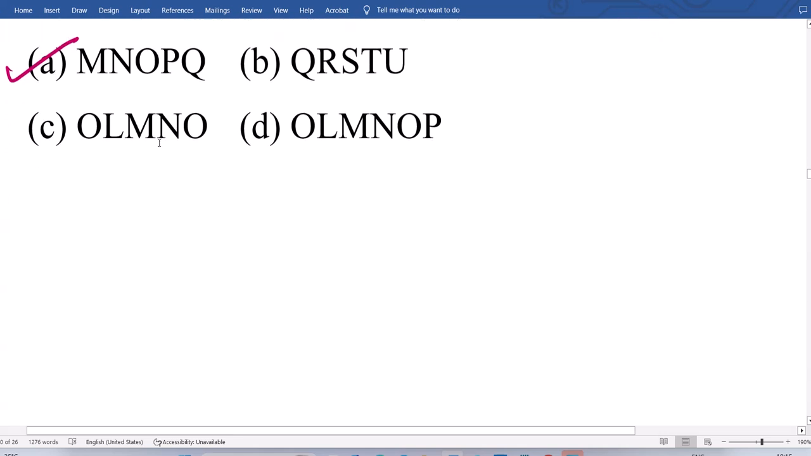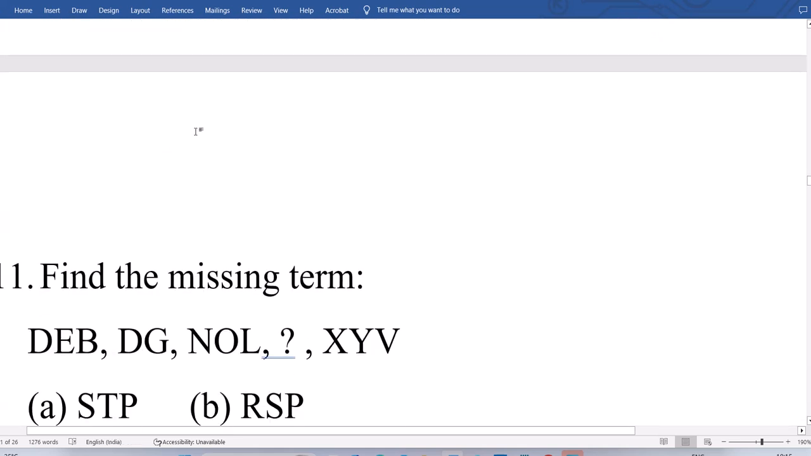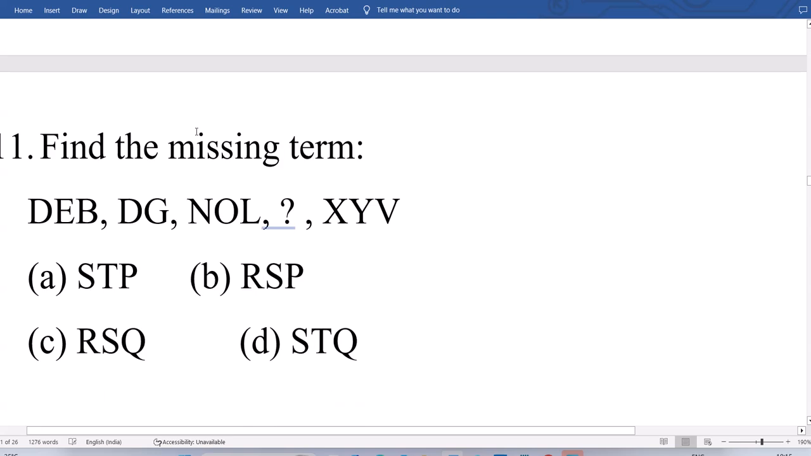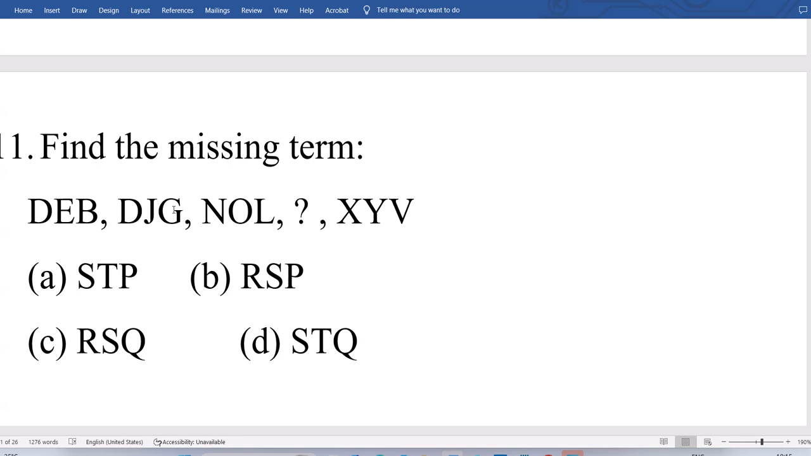Next one. Again missing term. Here one letter is missing in BG, second option. What can this be? 5, 7. Yeah, the middle one. J it seems here. D, J, G. No, it's correct.